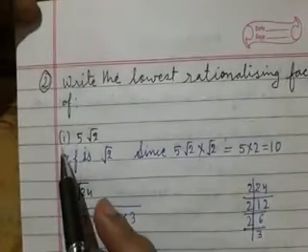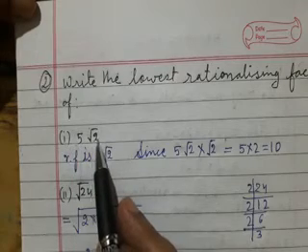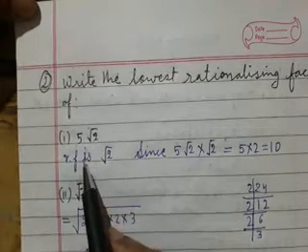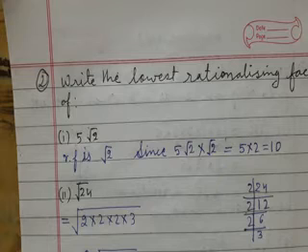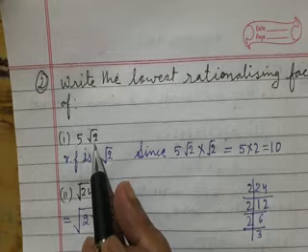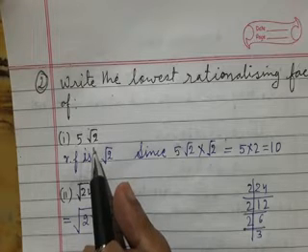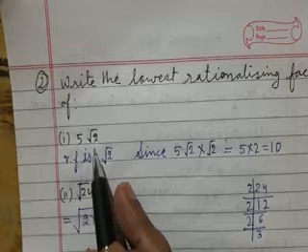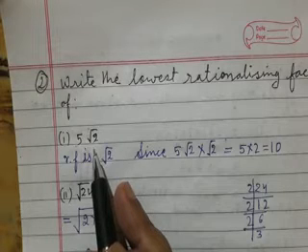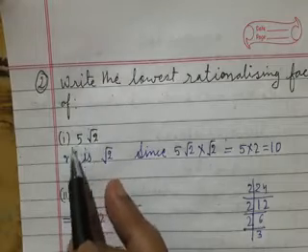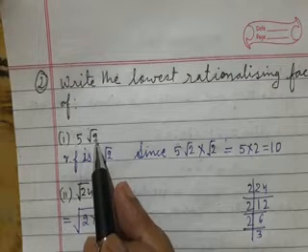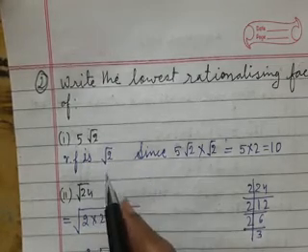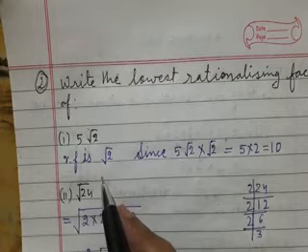So here the question is to write the lowest rationalizing factor of the given numbers. Question number 1 is 5 root 2. Here 5 root 2 is an irrational number, and we are asked to find the rationalizing factor. That means we will look for another irrational number by which, when we multiply 5 root 2, it becomes rational. Then that particular irrational number will be known as the rationalizing factor.